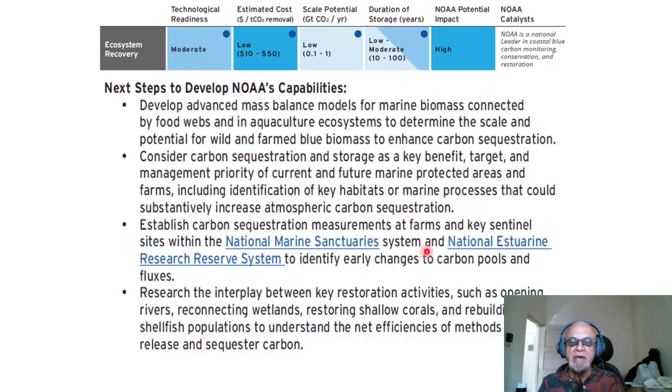Establish carbon sequestration measurements at farms and key sentinel sites within the NOAA National Marine Sanctuary System and National Estuarine Research Reserve Systems to identify early changes in carbon pools and fluxes, to ensure that duration, storage, and leakage are being monitored. Research the interplay between key restoration activities such as opening rivers, reconnecting wetlands, restoring shallow corals, and rebuilding shellfish populations to understand the net efficiencies of methods that both release and sequester carbon, so that overall you are sequestering even if it's for relatively shorter periods.